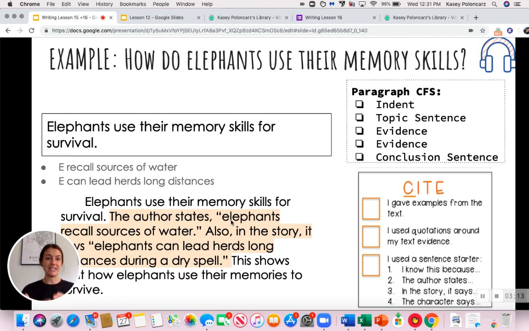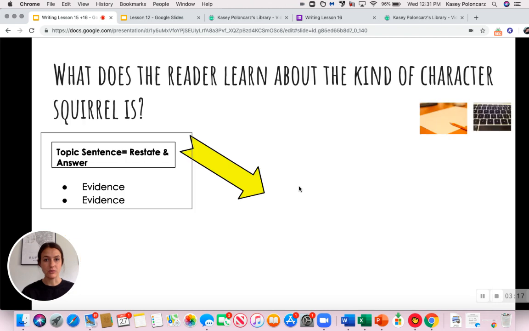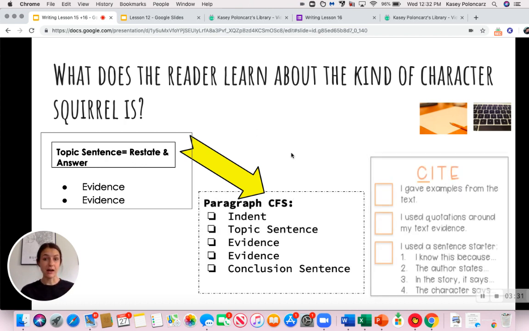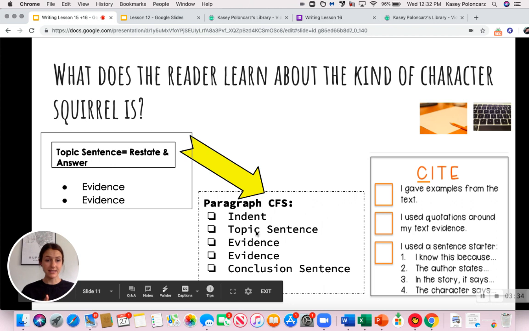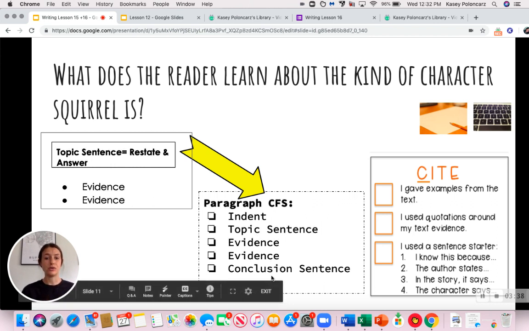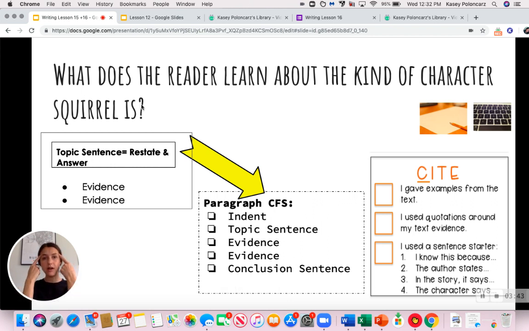We're going to do the same thing that we did here, but we're going to do it using your box and bullet plan that you did the other day. Here's your box and bullet plan. You should have answered the question, what does the reader learn about the kind of character the squirrel is? You're going to turn it into a paragraph. Remember, you need an indent, a topic sentence, your two pieces of evidence, and your conclusion sentence. You're focusing on this question: what does the reader learn about the kind of character squirrel is?